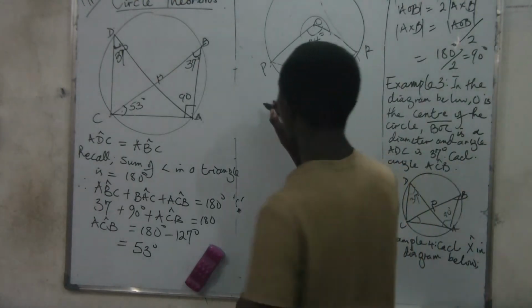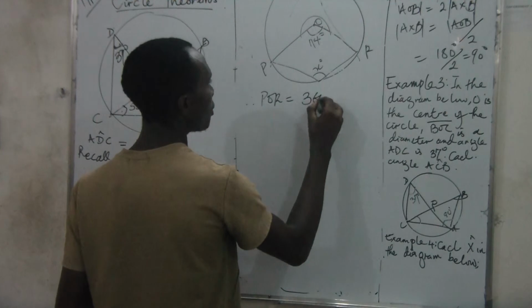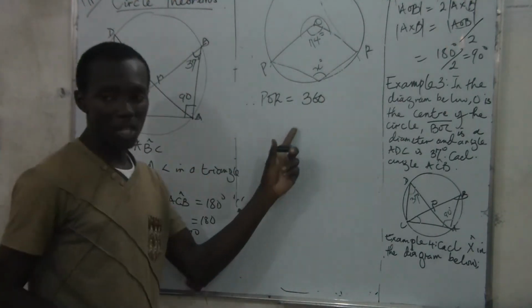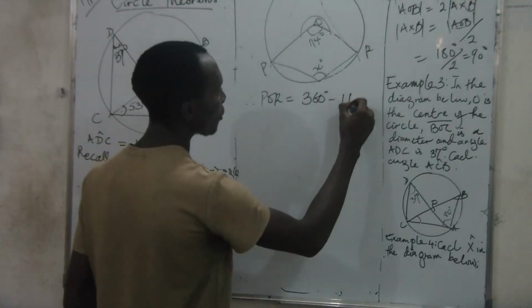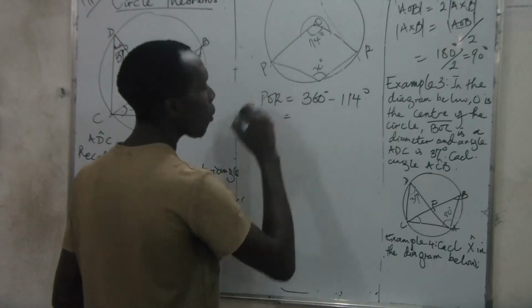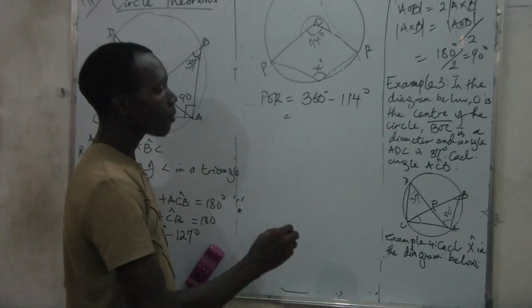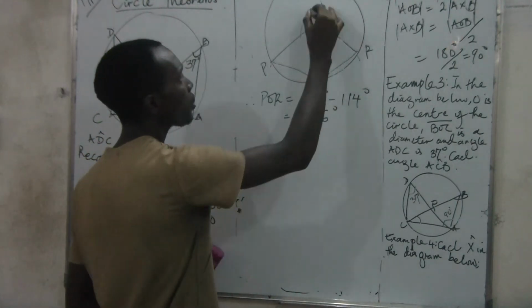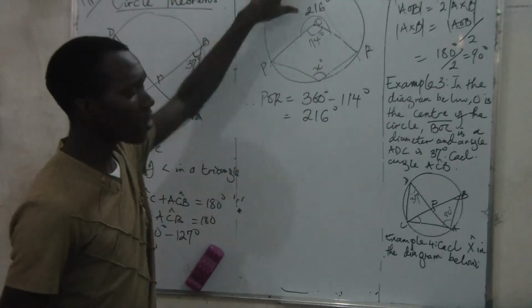So therefore, POR is equal to what? 360, because the sum of angles at a point is 360. So 360 minus 114 degrees. What would that give us? 216 degrees. So therefore this angle is 216 degrees.